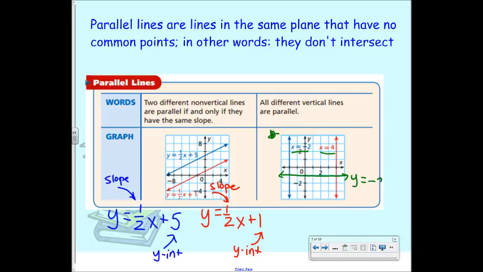Or sorry, is this going by ones or twos? This is going by ones. So it'll be y equals -1. And then this black line is y equals 3. When does it go horizontal?